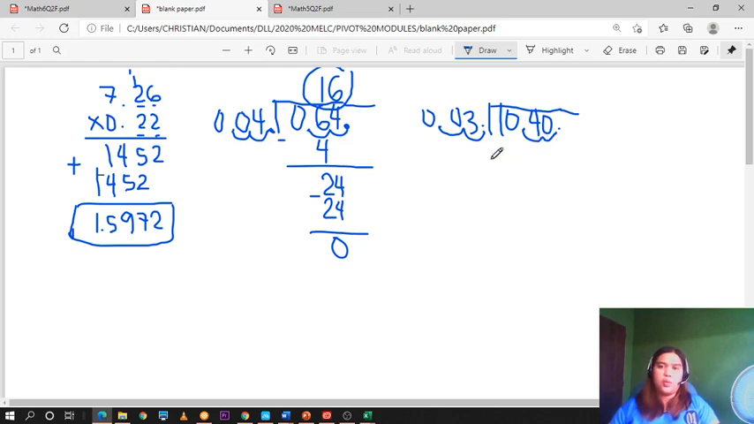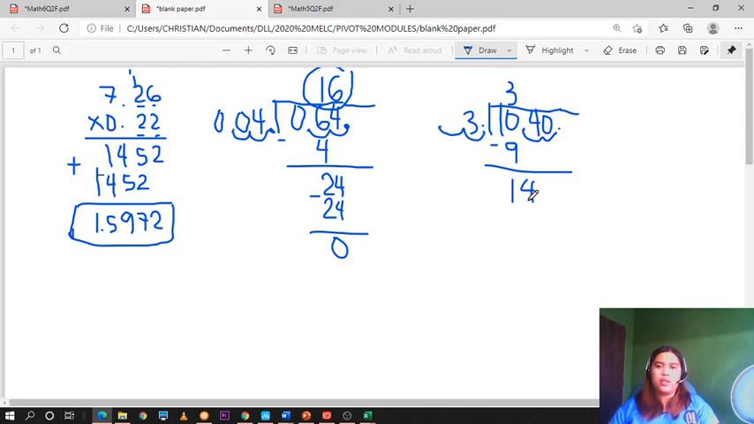Then, i-divide na po natin siya. So, para hindi malito, pwede nyo burahin yung 0 na dito para kasi 3 na rin lang naman siya. So, yun na rin siya. So, 10 divided by 3 is 3. So, 3 times 3 is 9. 10 minus 9 is 1. Then, we will bring down 4. So, bakit po hindi tayo naglagay ng decimal doon? Kasi nga, minove na natin siya.